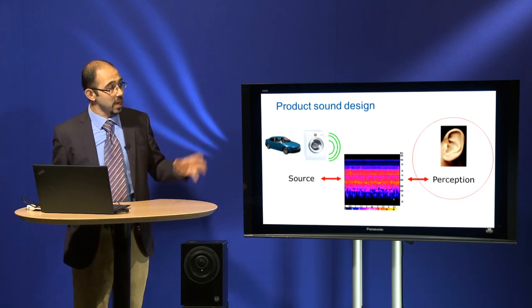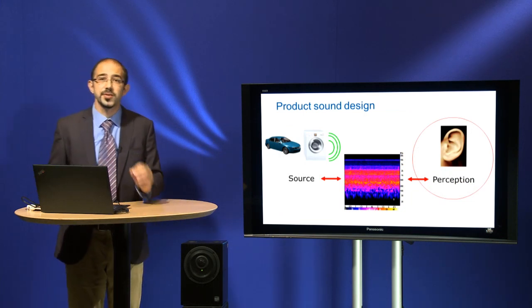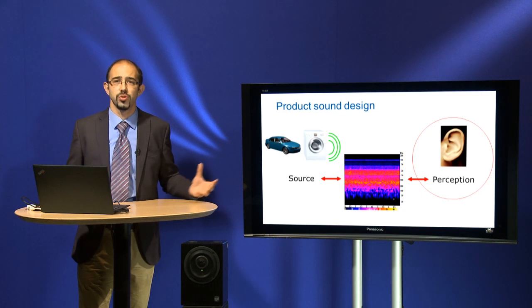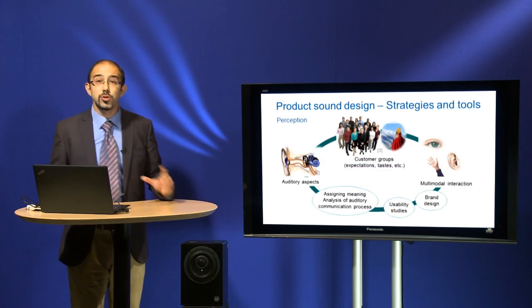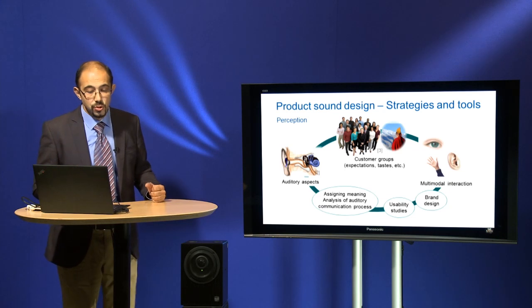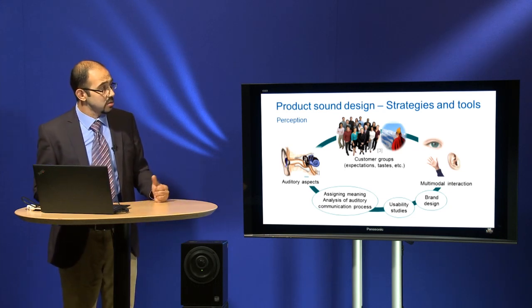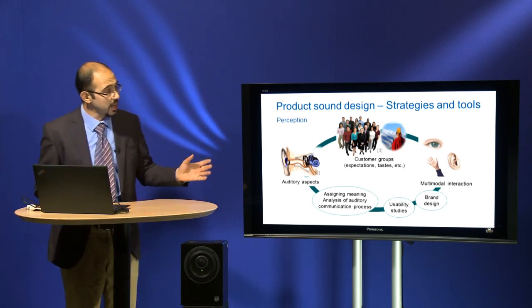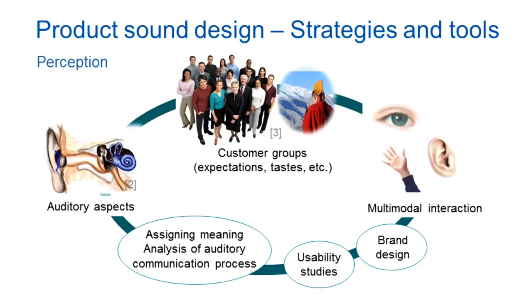At the end, in product sound design, also a very important issue is the user. We should always take into account the perception and the user. And of course, we should understand the user evaluation. For that aim, we need, first of all, to understand auditory aspects, auditory modeling. But at the same time, different customer groups have different tastes and different expectations. Also, different cultures have different expectations and tastes. Therefore, it is very important to understand it.